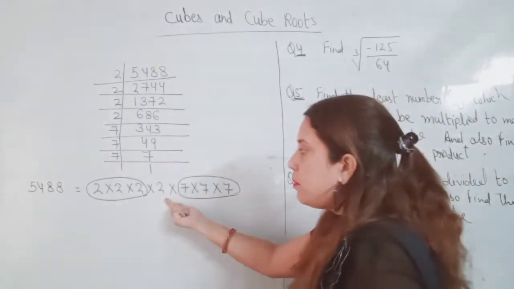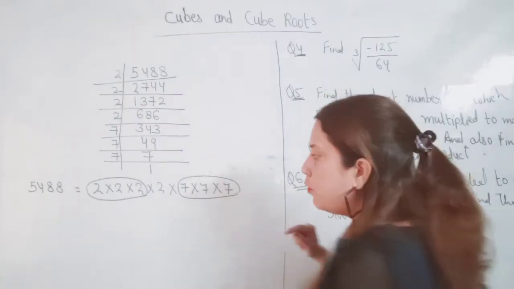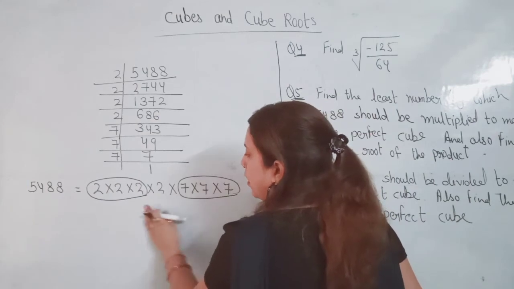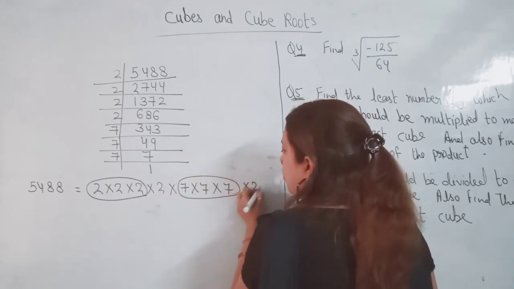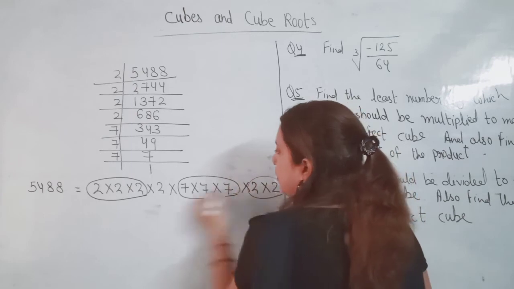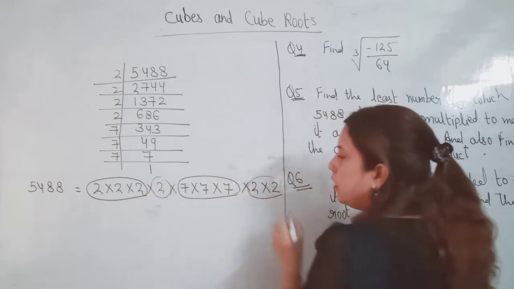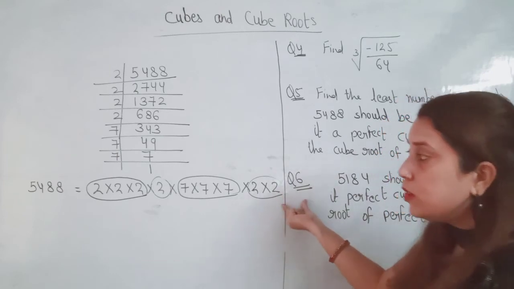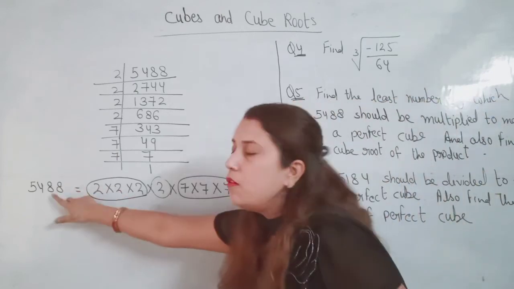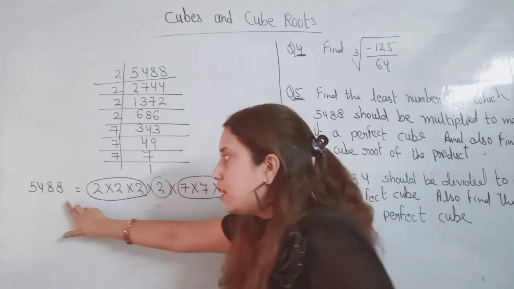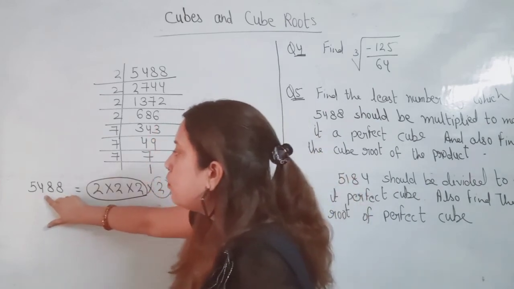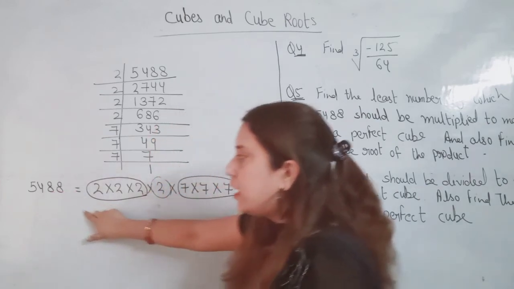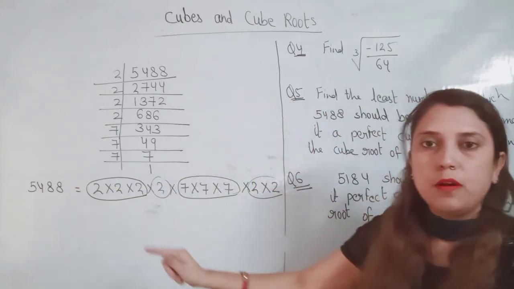So we multiply by 2 two times, it means 4. One more 2, and one more 2, then it becomes a triplet. 1, 2, 3, it means we need to multiply by 4. Okay, so that least number will be 4. When we multiply 5488 by 4, it becomes a perfect cube.